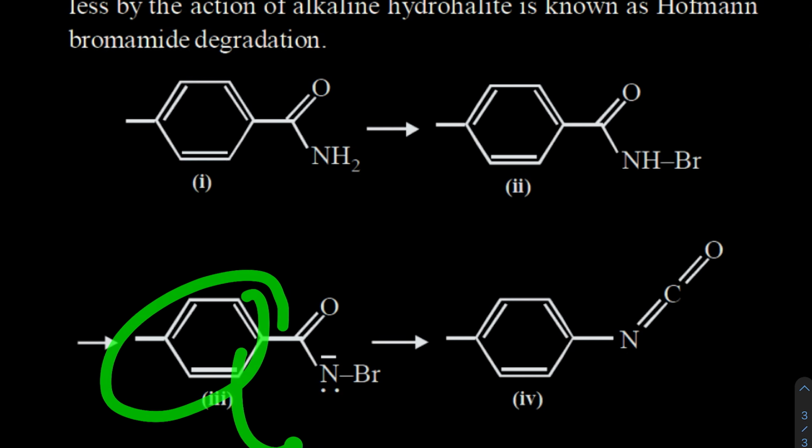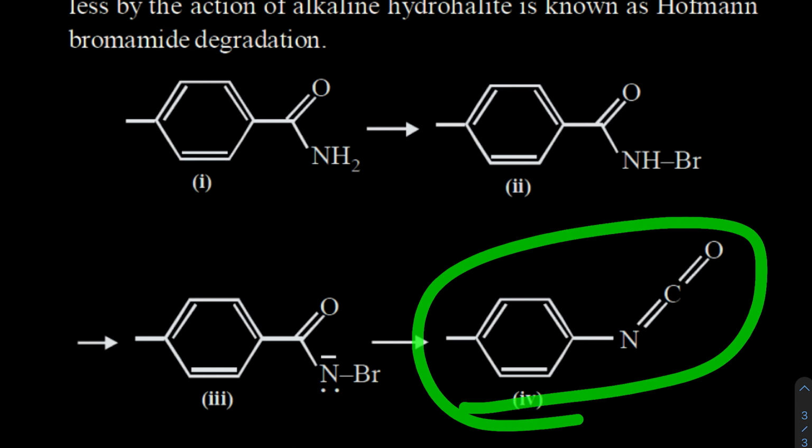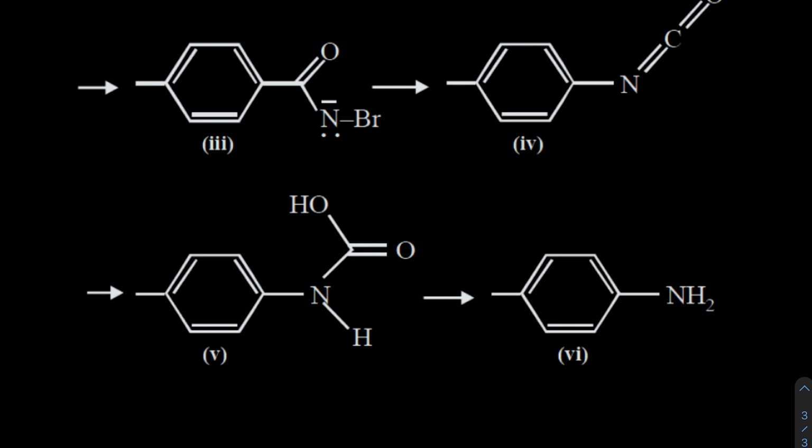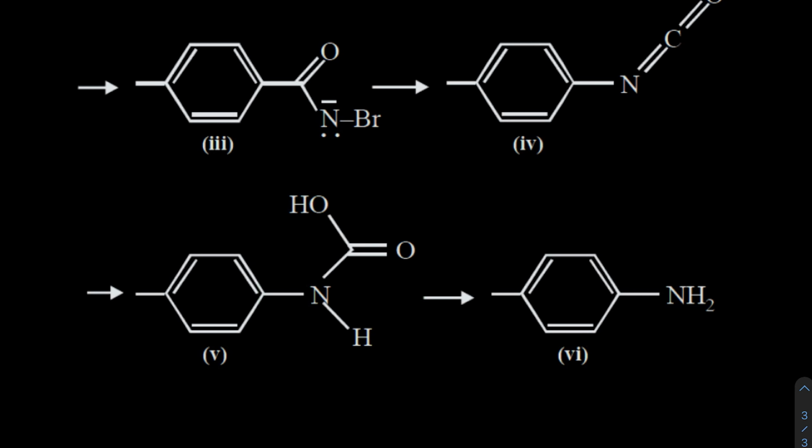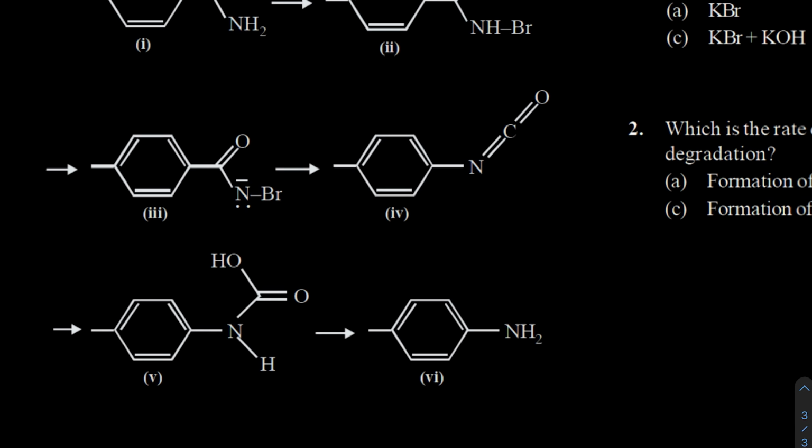The migration of this toluene group to this nitrogen and movement of this lone pair towards here, giving us alkyl isocyanate. Eventually it gets attacked with water to give us this compound, and finally a loss of carbon dioxide to give us primary amine. The questions related to this mechanism are given here.